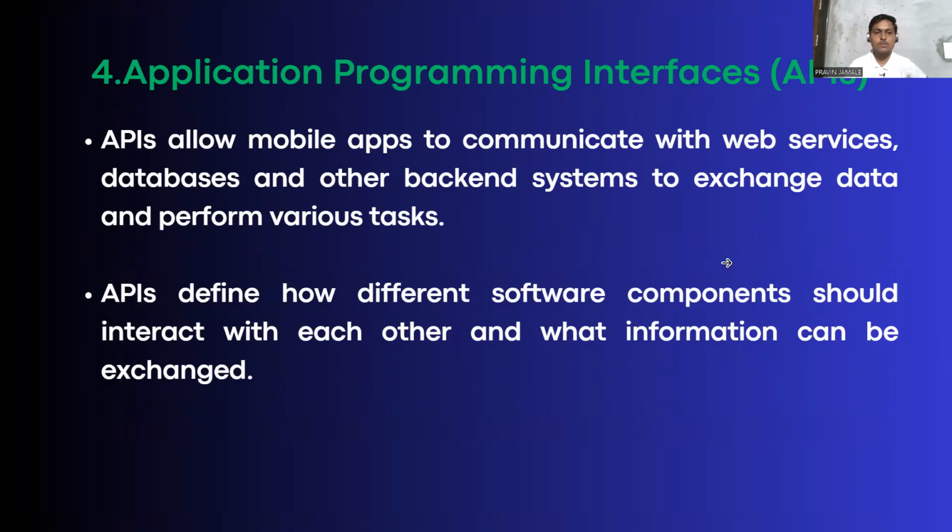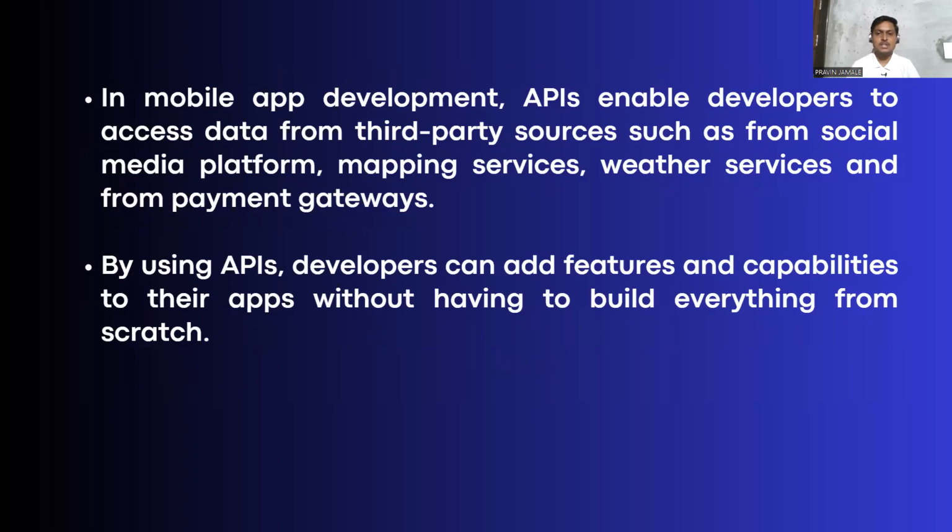Fourth technical requirement is application programming interfaces. APIs allow mobile apps to communicate with web services, databases, and other backend systems to exchange data and perform various tasks. APIs define how different software components should interact with each other and what information can be exchanged. In mobile application development, APIs enable developers to access data from third-party sources such as social media platforms, mapping services, weather services, and payment gateways. By using APIs, developers can add features and capabilities to their apps without having to build everything from scratch.